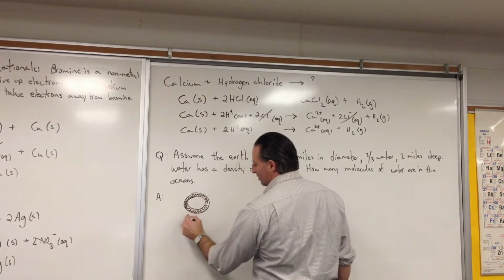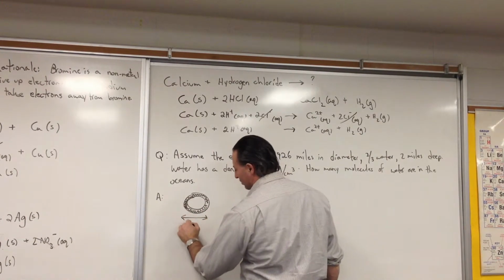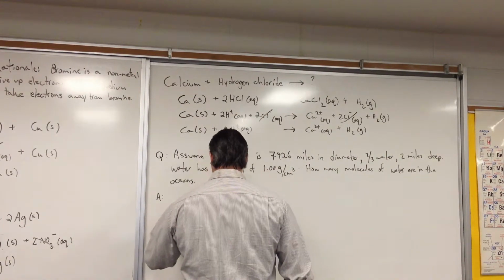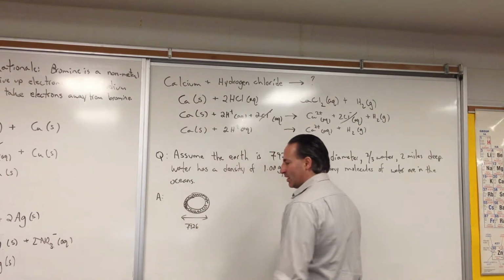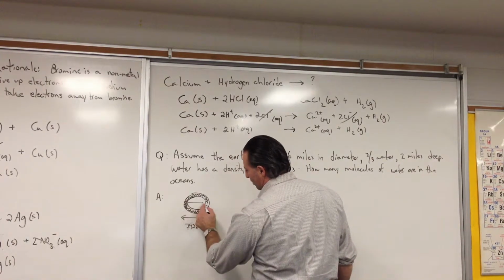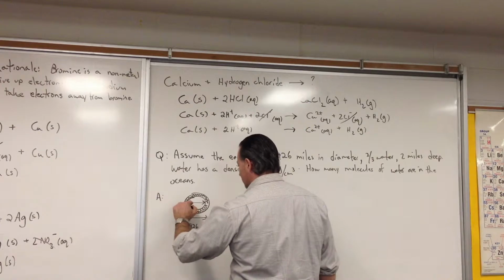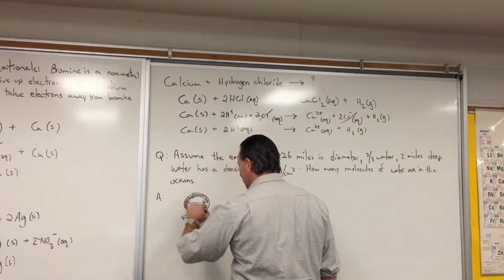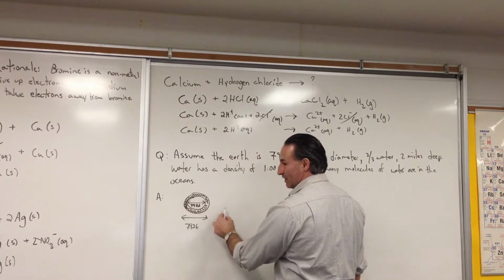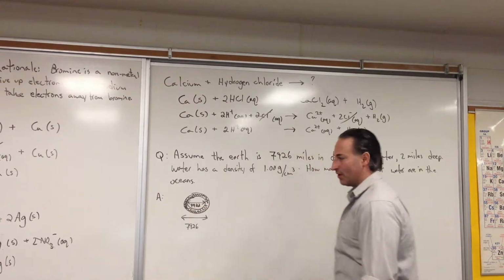The Earth is 7,926 miles across, and the average depth is 2 miles. That would mean that the inner diameter would be 7,922, because you've subtracted 2 miles from both sides. So now the diameter is reduced by 4.